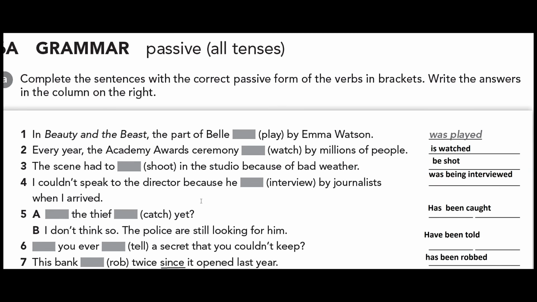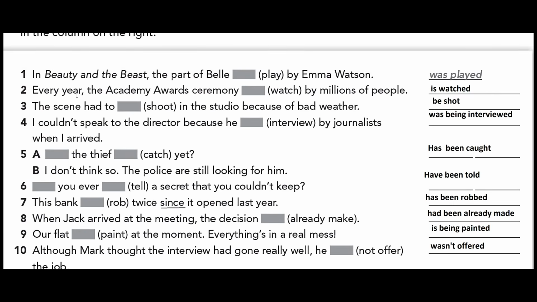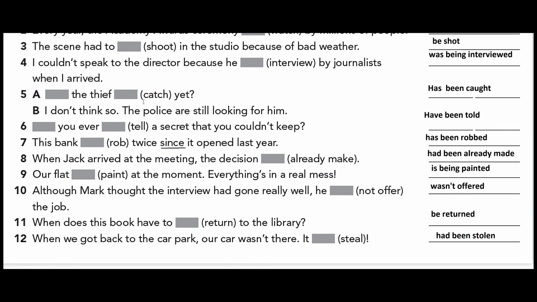Okay, so now let's read the answer keys. In Beauty and the Beast, the part of Belle was played by Emma Watson. Every year, the Academy Award ceremony is watched by millions of people. The scene had to be shot in the studio because of bad weather. I couldn't speak to the director because he was being interviewed by journalists when I arrived. Has the thief been caught yet? I don't think so. The police are still looking for him.